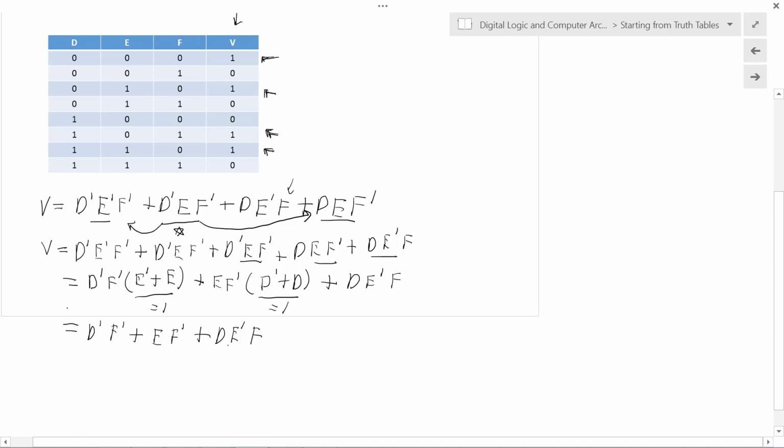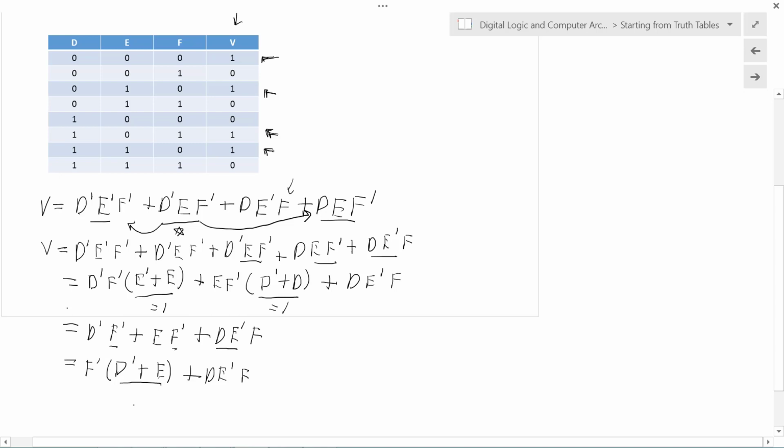Now, it may look like it's hard to simplify this further, but there are some tricks that we can use. First of all, let's factor out this F prime from these two terms. This may be the most obvious one. F prime ANDed with D prime or E. Now here's a very interesting detail. The D and E prime and the D prime or E terms are very close to each other. D, E prime, F.